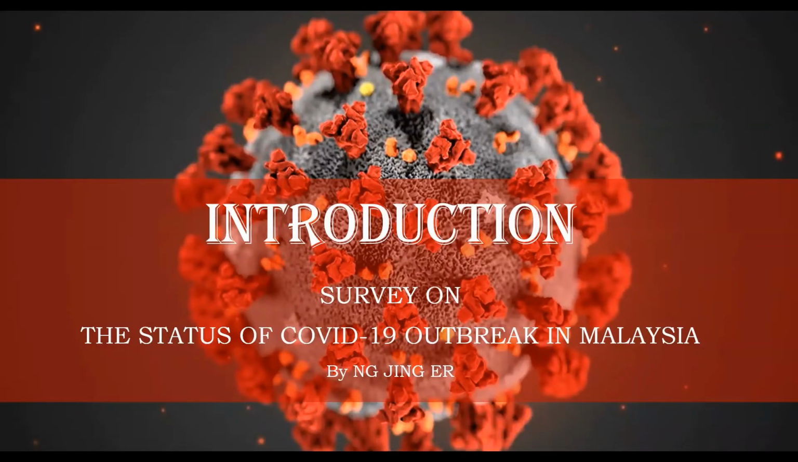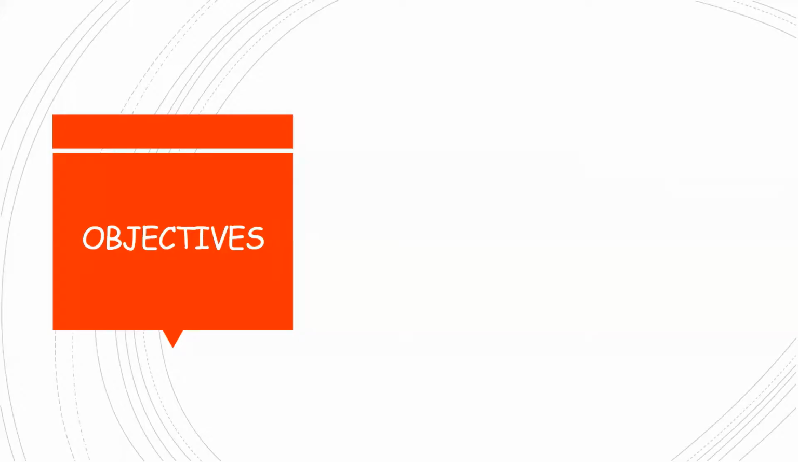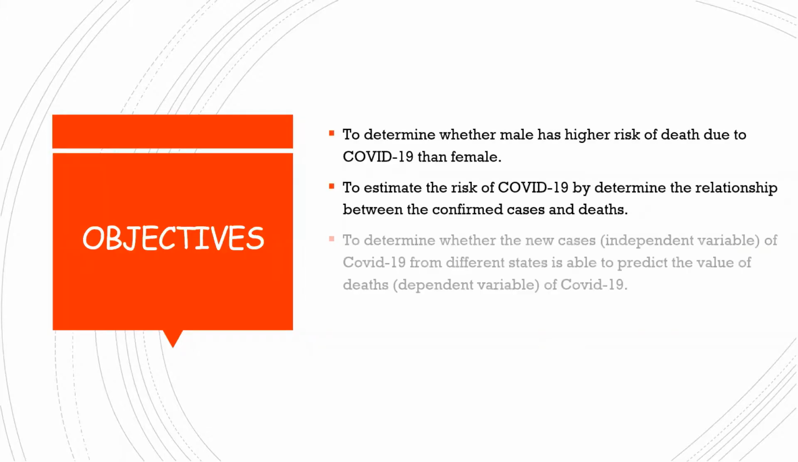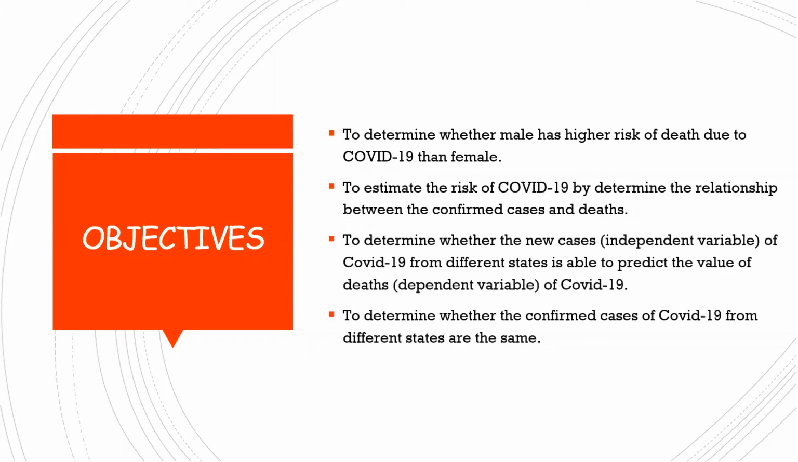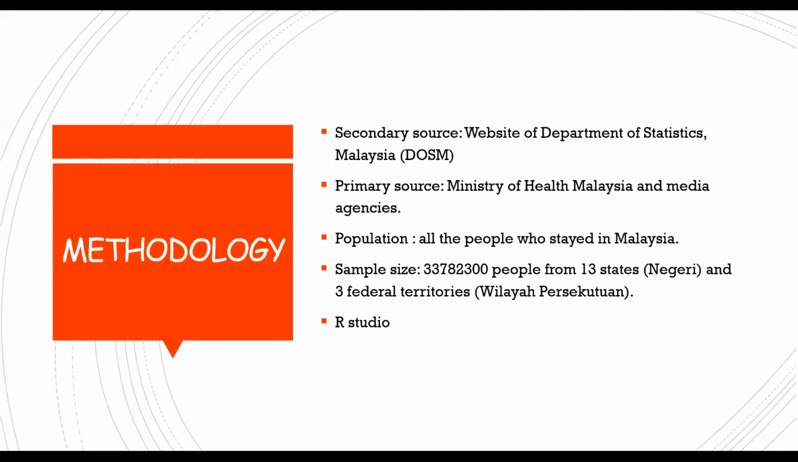The purpose of this study is mainly about the further analysis of data obtained from the secondary data, which is DOSM, about the status of COVID-19 in Malaysia. And these are the objectives of this study. So all the data used for analysis in this project is collected from the secondary source, which is the website of Department of Statistics Malaysia, DOSM.